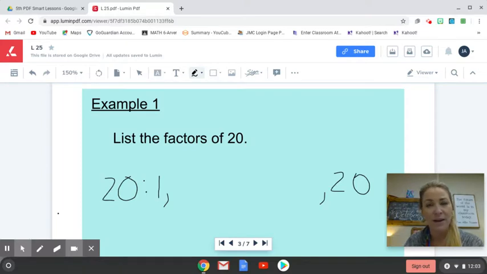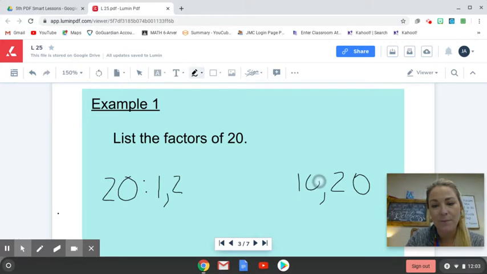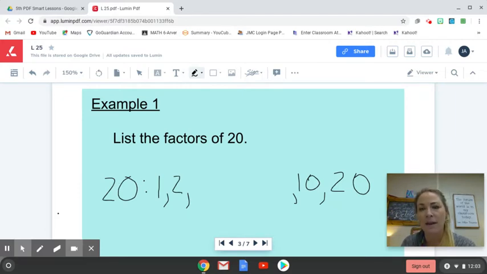Is 2 a factor of 20? Can 2 go into 20 evenly? Yeah, it can. So I'm going to write 2, and 2 times 10 is 20. Again, adding my commas, and then I move on to my next counting number right here in the line, and that would be 3. So I stop and think, can 3 go into 20 without a remainder? And the answer is no. No, 20 is not divisible by 3.